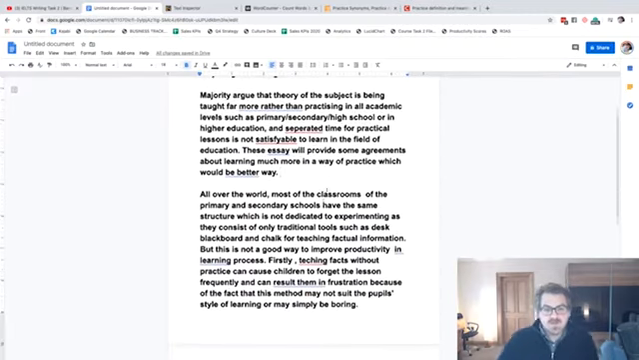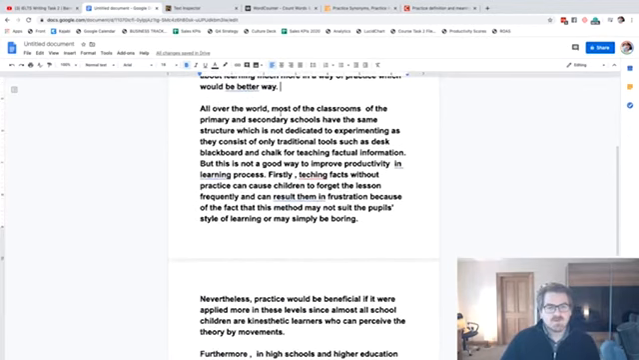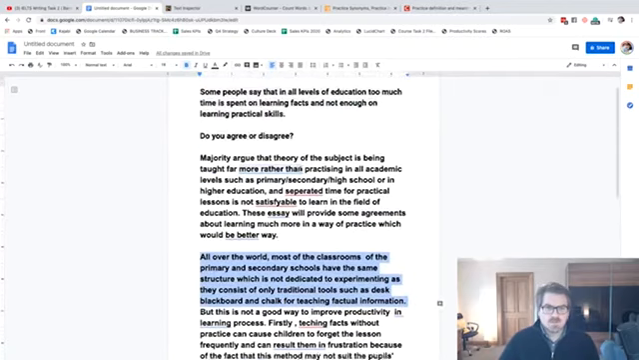All right, so let's have a look at the first main body paragraph here. "All over the world, most of the classrooms of primary and secondary schools have the same structure, which is not dedicated to experimenting, as they consist of only traditional tools such as desk, blackboard, chalk for teaching factual information." Okay. Some people say that in all levels of education, too much time is spent on learning facts.